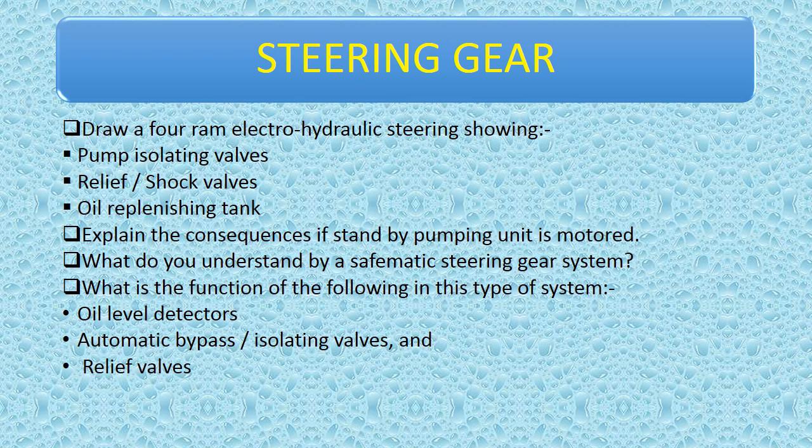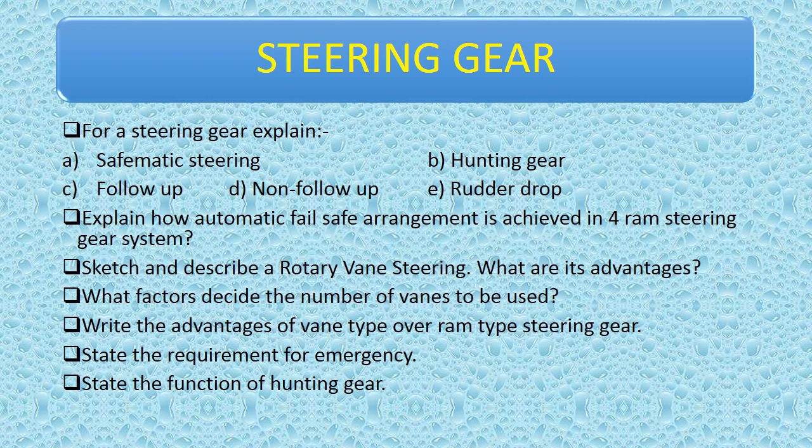So this is like the earlier one, but some things are different. That's why I put it. For the steering gear, explain the safe-matic steering, hunting gear, follow up, non-follow up, and rudder drop. So these are the things, in one para you have to explain the functionality of it.